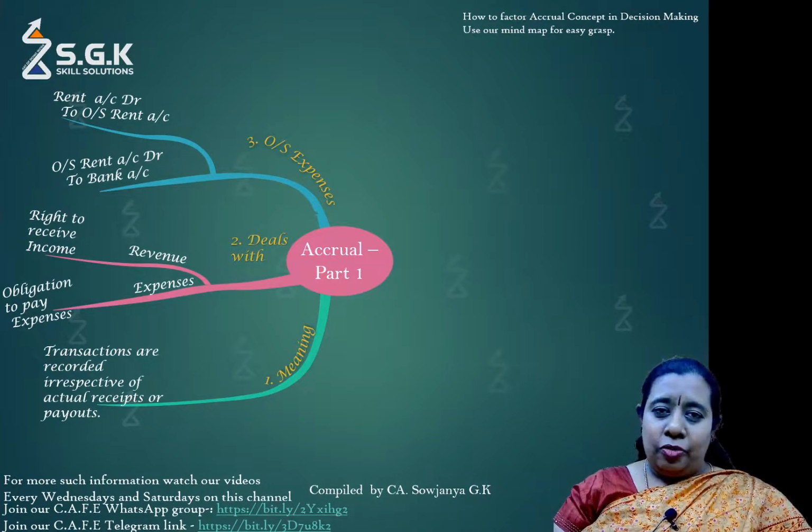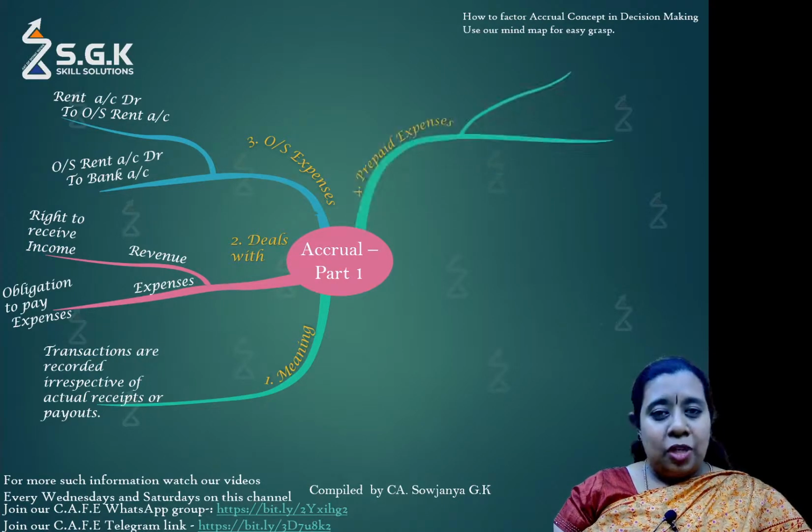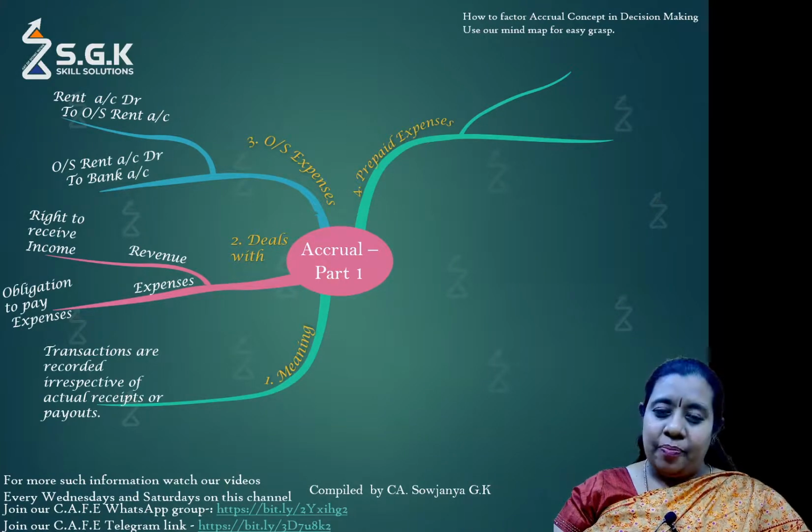This is one part of the outstanding nature of the expense. The other part of the nature of the expenditure can be prepaid. We all have scenarios where the business entity would pay much in advance to the vendor for the services that the business is yet to receive. As the name suggests, it's called prepaid expenses.